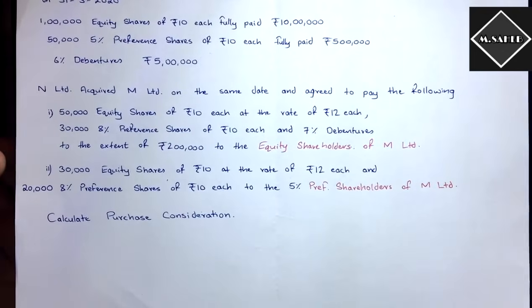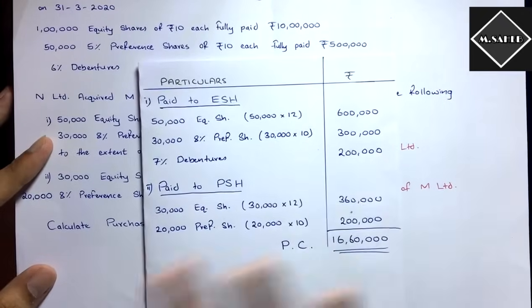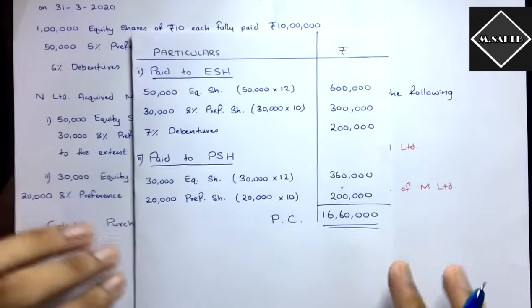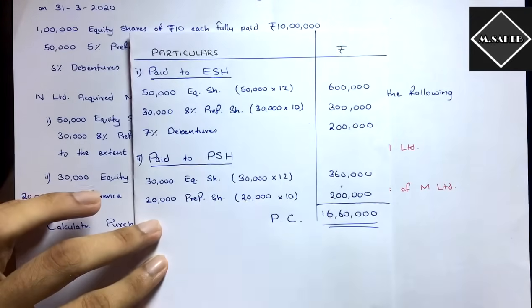So how are we going to solve this? It's very simple. There is no particular format or anything. I have just taken it like this: particulars and amount. That's it. Whatever is paid to the owners. Now who are the owners of the company? Equity shareholders and preference shareholders.